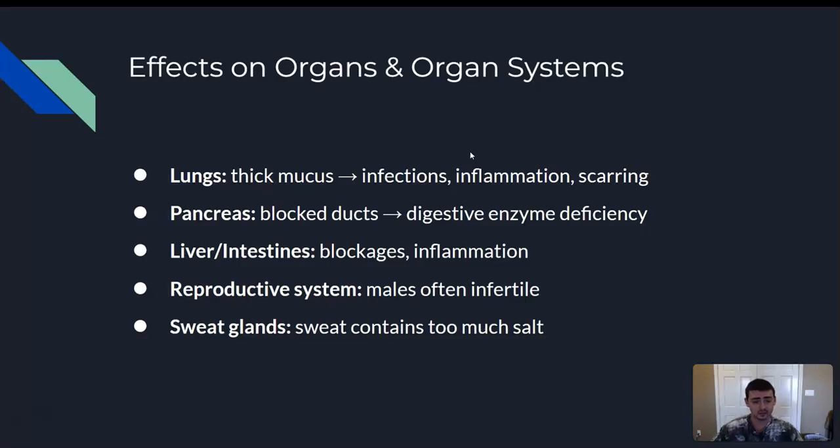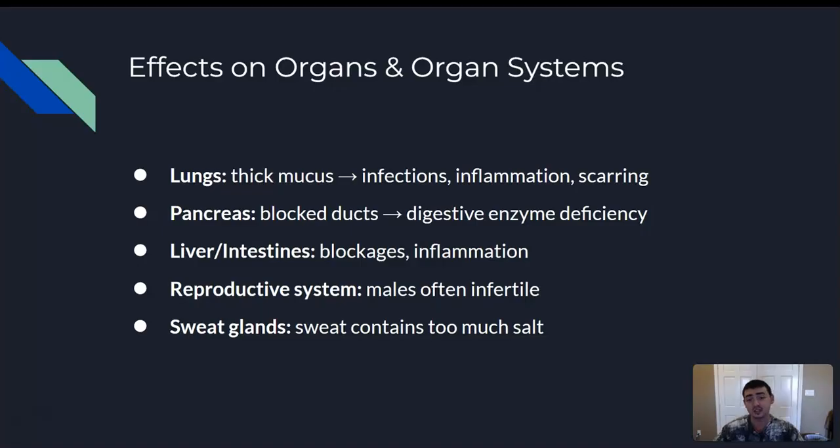Organ system effects. CF affects multiple organs in very different ways. In the lungs, thick mucus traps bacteria and causes repeated infections which eventually lead to lung damage and respiratory failure. In the pancreas, blocked ducts prevent digestive enzymes from reaching the intestines. Without those enzymes, people with CF can't properly digest food or absorb nutrients.